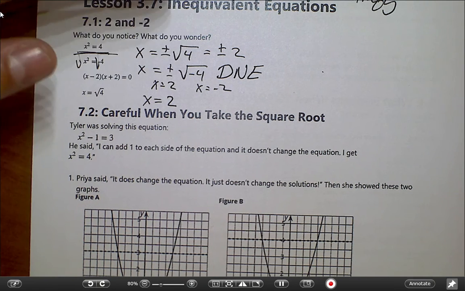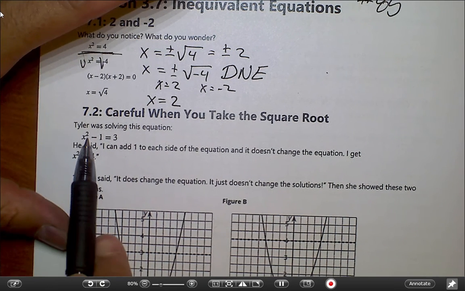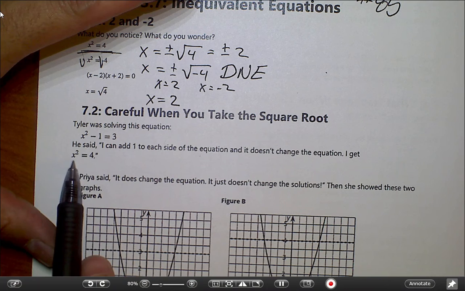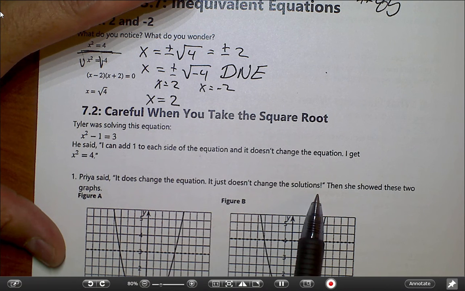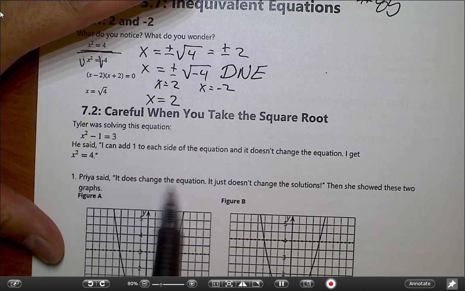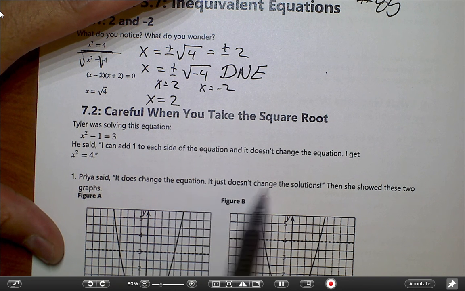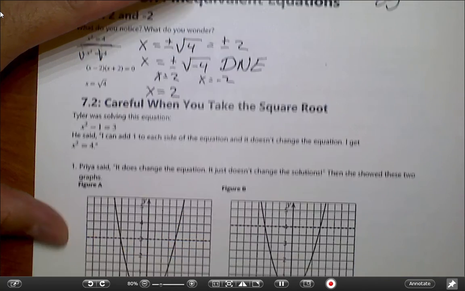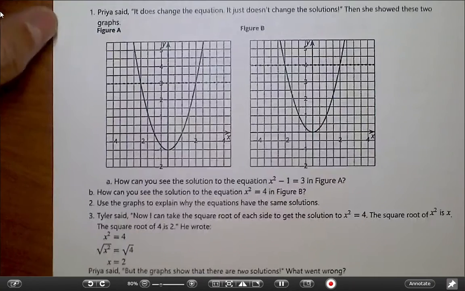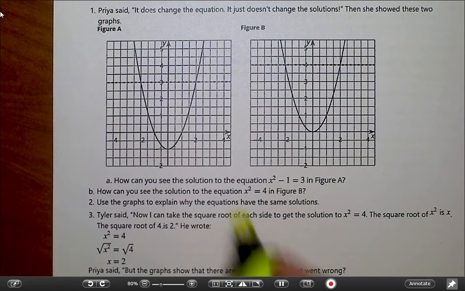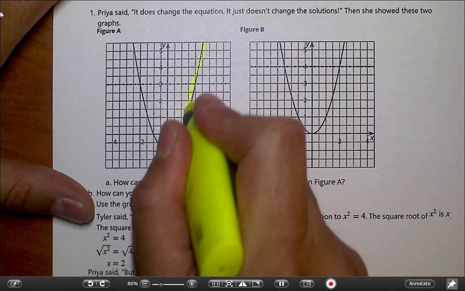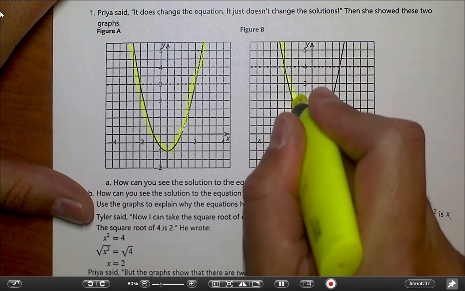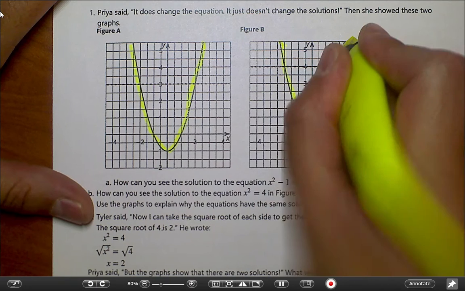Okay, so, like I said, I'm going to be doing some skipping around here. So, Tyler was solving this equation. Add 1 to both sides, so we get x squared is 4. Does this change the equation? It just doesn't change solutions. Okay, then he showed the 2 graphs. So if you guys could kind of see this, it's kind of hard to see. I will highlight this. There we go.